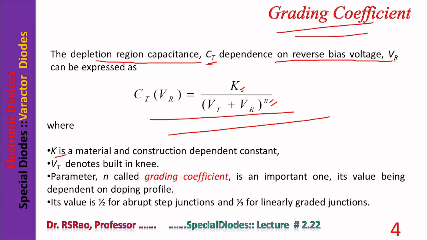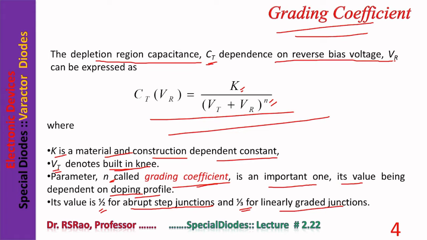K is a material and construction dependent constant. Vt is also another constant. It is called built-in knee voltage. N, what is N? N is called grading quotient. It is an important one, its value being dependent on doping profile. Its value is half for abrupt step junctions, 1/3 for linearly graded junctions.